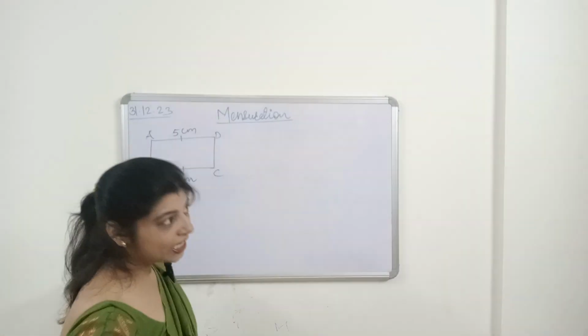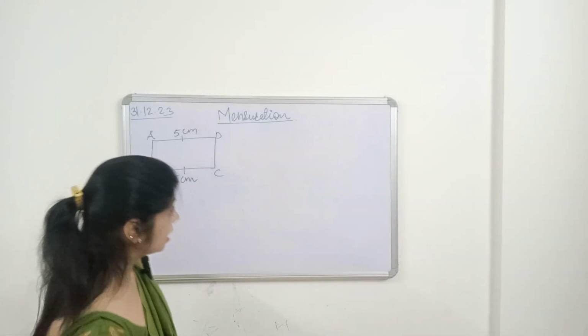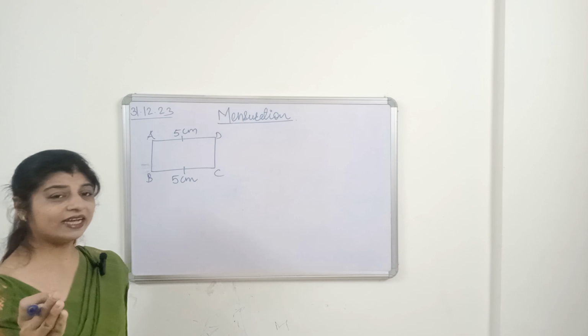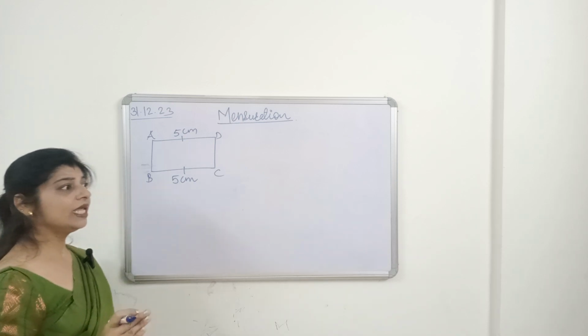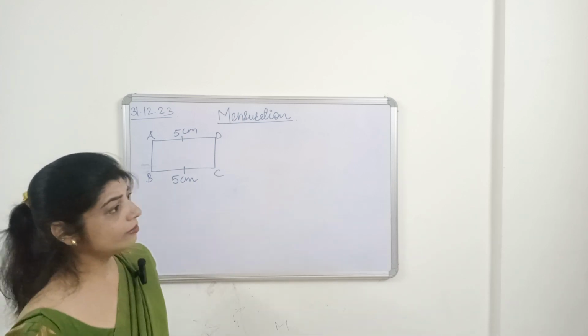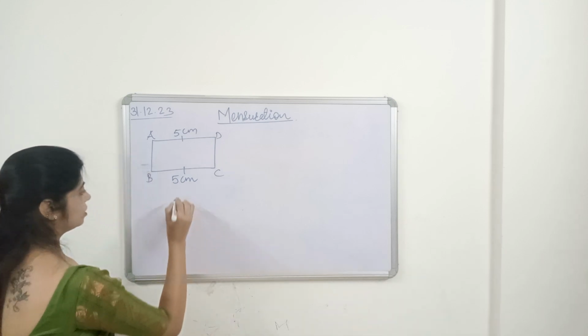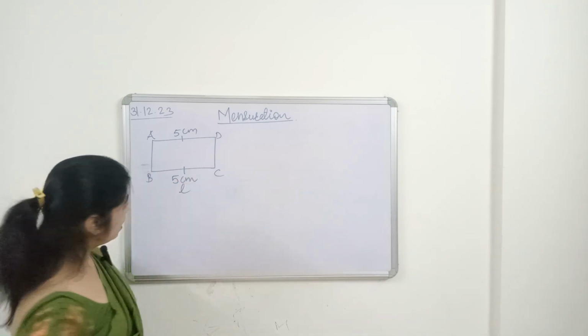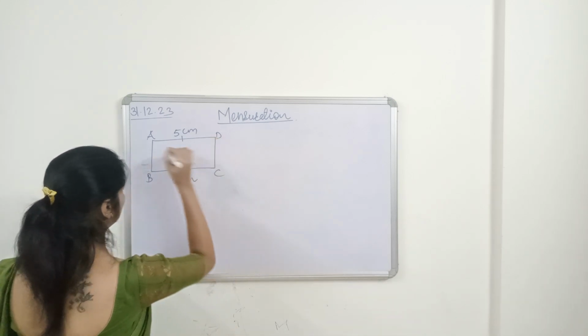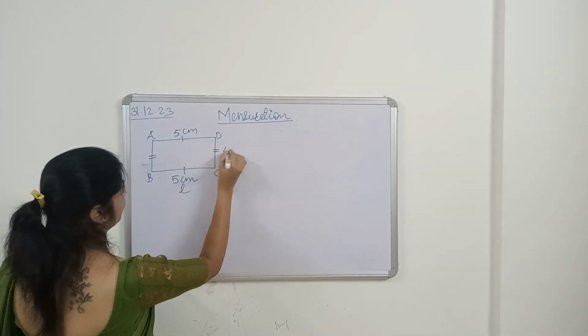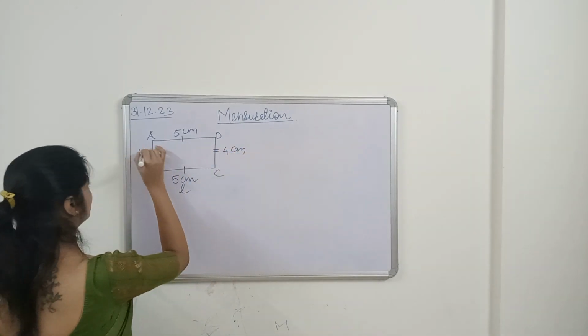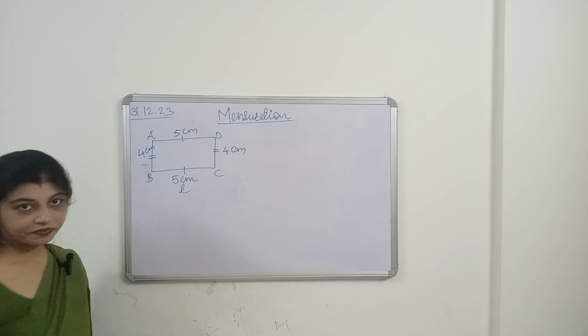And the lengthy side, usually we call it the length. I said usually, it's not mandatory. At times, even in word problems, the length can be shorter than the breadth also. So suppose this is the length, denoted by small l, and your breadth, these two sides. This is 4 centimeters and this is also 4 centimeters.